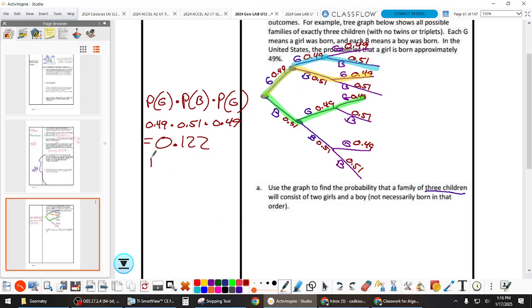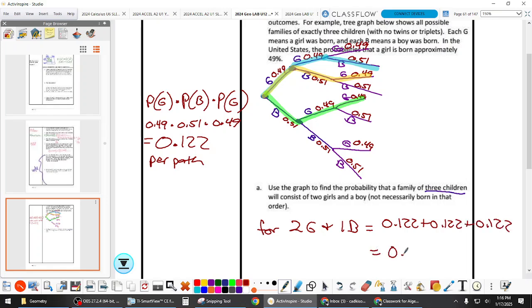Let me write this first. Per path, and then for two girls and one boy, it's 0.122 plus 0.122, etc. So you have a pretty good chance. Is that 0.366, right? Yeah. Okay. 0.366 or 36.6% chance. Less than half, but not as bad as some of these and probabilities we've seen, because we stuck that or in there, right? Increased our chances.